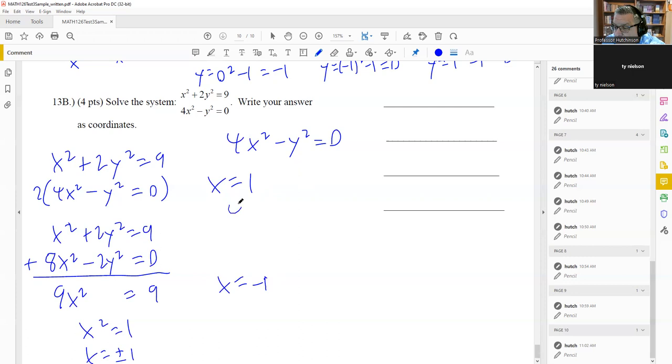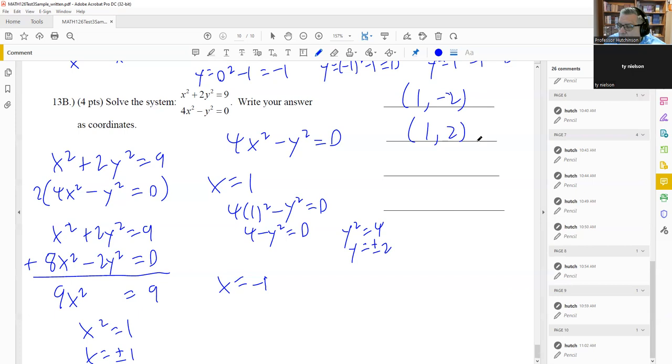So I have 4 times 1 squared, and then we have minus y squared equals 0. And so for this we get 4 minus y squared equals 0. If you bring that over to the other side, then we get y squared equals 4. So y equals plus or minus 2. So this means that my points, I would write 1 and negative 2, 1 and positive 2. So again, it's plus or minus 2 when I solve for that.